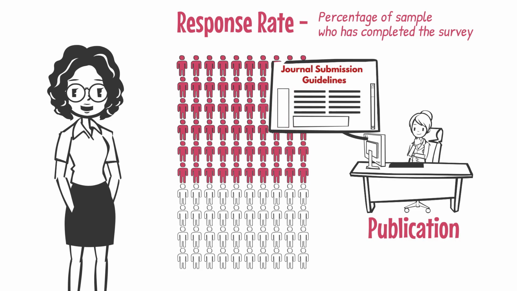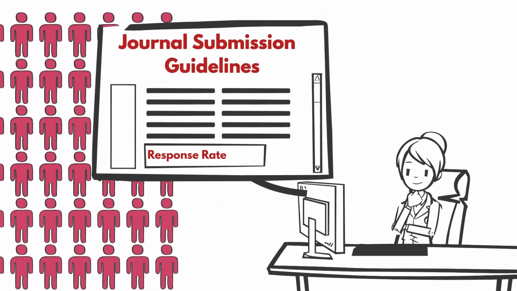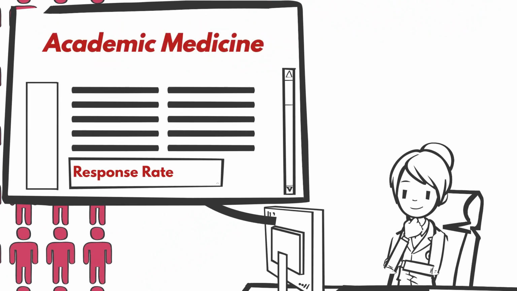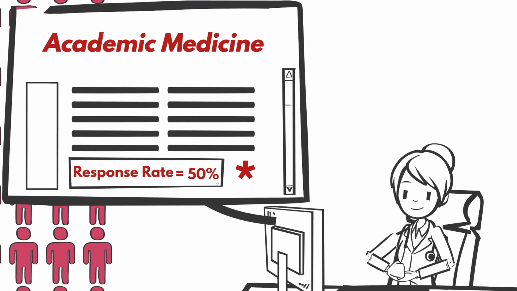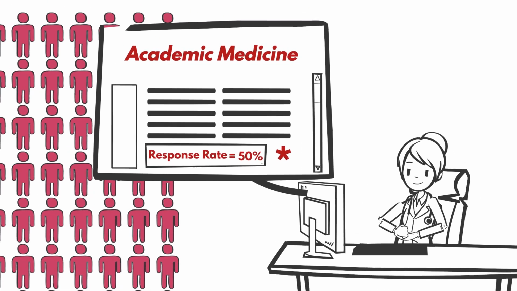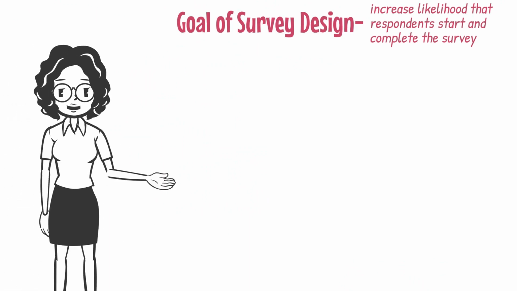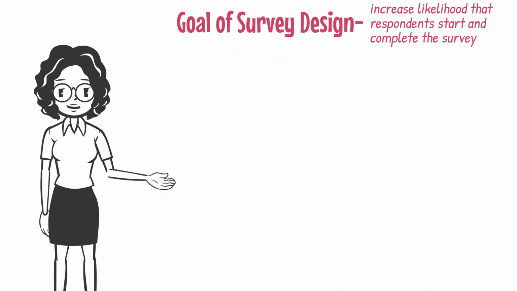Journals often require or expect survey research to achieve a set response rate to be considered for publication. Academic medicine, for example, desires a 50% response rate. However, they do realize that important work may not achieve this and may overlook a low response rate if a justification is provided. The goal of survey design is to increase the likelihood that respondents will start and complete your survey.